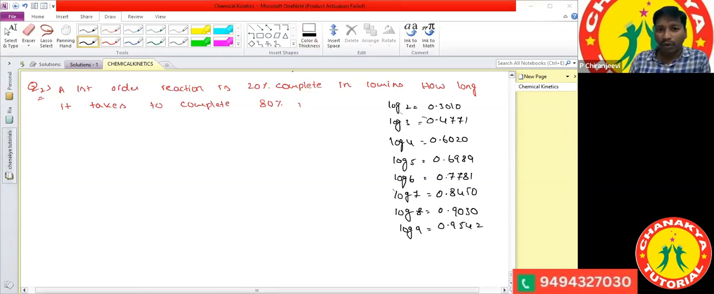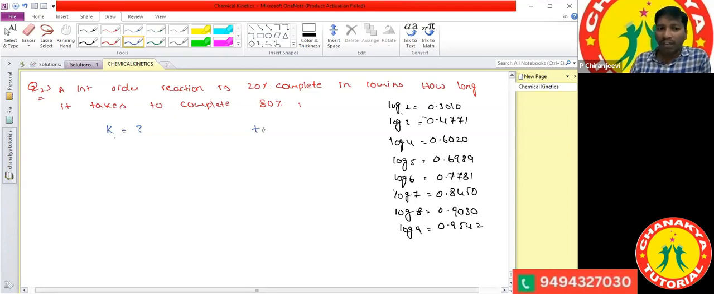Okay, so now all of you have the log values. Now let's see. Samhita, you are saying they didn't give the k value. First, we have to find out the k value. If you know the k value, then only we can find out the t.